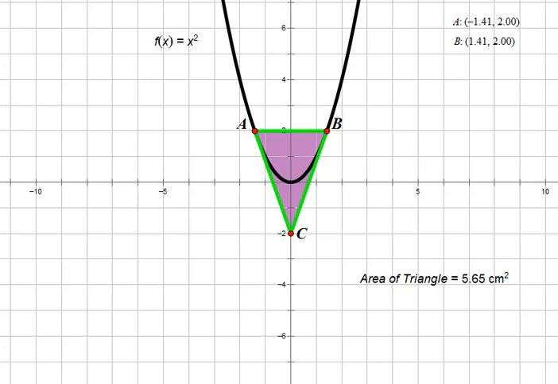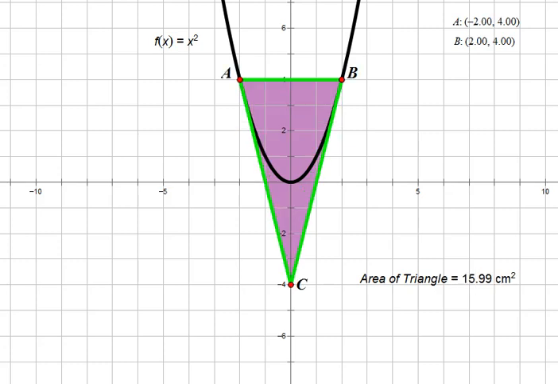And I guess what you might want to be noticing here is that as the chord AB moves up along the y-axis, its height above the x-axis is the same as the distance the vertex moves below the x-axis.